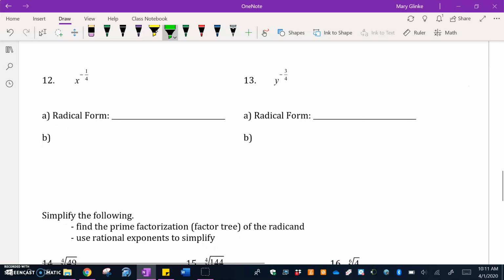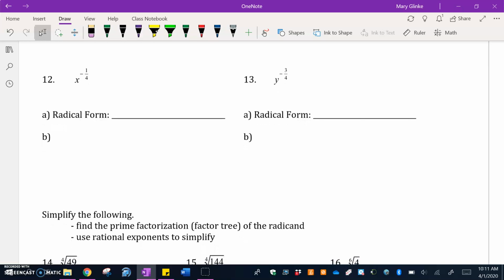So now what happens if you have two things with variables and no numbers? First, we're going to move these down to the denominator. This negative exponent means we're immediately moving it down and it becomes positive 1/4 in the denominator. So it's 1 over x to the positive 1/4. Now I can rewrite this in radical form. It's going to be 1 over the 4th root of x.